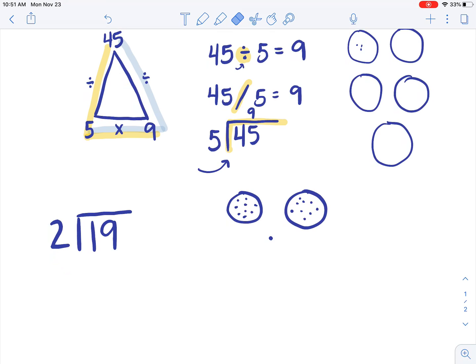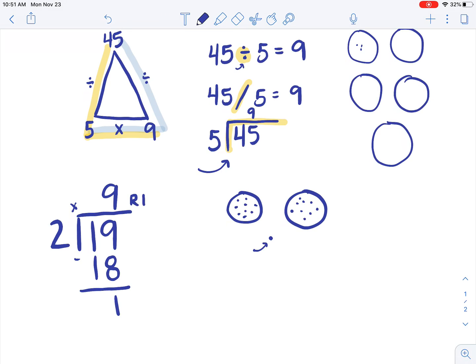So in this case, my answer says, well, 2 can go into 19 9 times, which means 2 times 9 is 18. I still have one little guy left over. 19 minus 18 is 1. I can't forget about that guy. I'm going to call him my remainder.